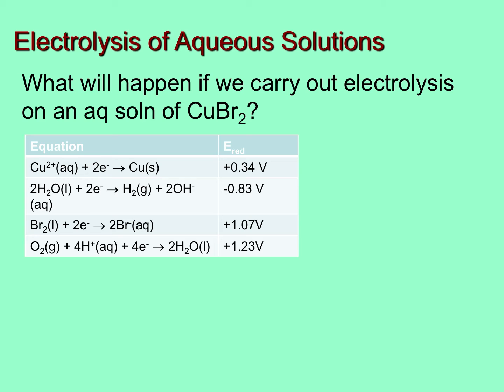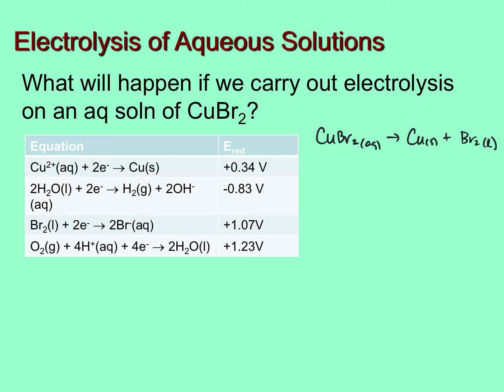If you look at this list of equations here, the question is asking what happens if you carry out electrolysis on an aqueous solution of CuBr2. So let's go ahead and write the equation for the electrolysis of CuBr2, which is the separation into different ions. CuBr2, aqueous, is transformed into Cu solid and Br2 liquid.